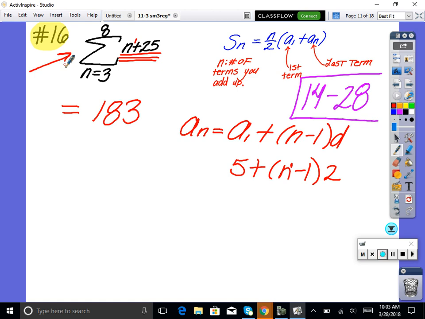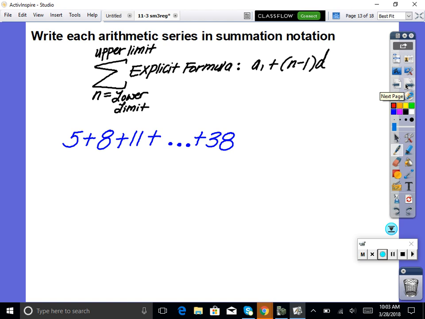Does that make sense? Okay, cool. So look, number 16, you got 183. Well, that's because it was already in summation notation. So let's look at this one up here.